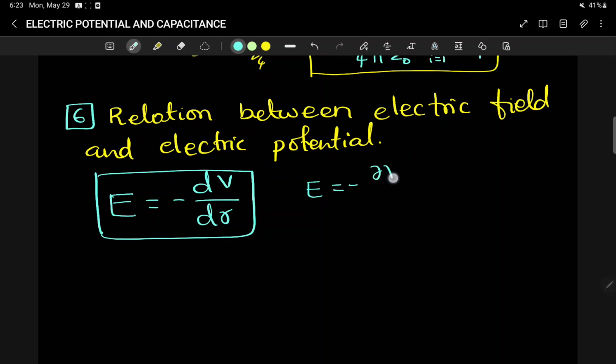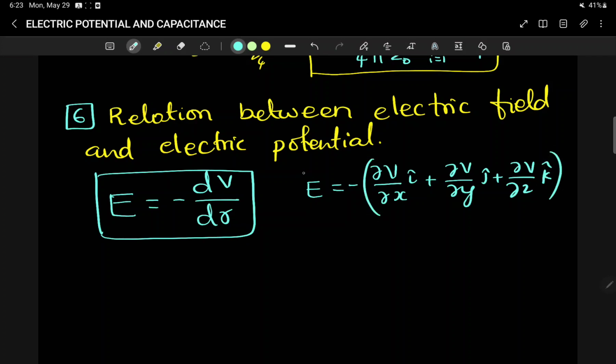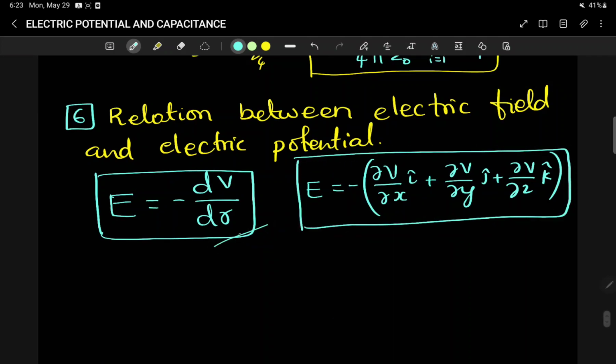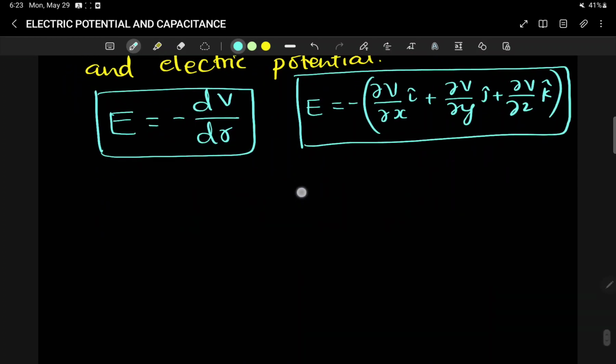Especially this we use at NEET level. So E equals minus of dV by dx i cap, plus dV by dy j cap, plus dV by dz k cap. So this is the relation between electric field strength and electric potential. For boards there is a derivation for 3 marks based on this. If you check, you can get an idea.